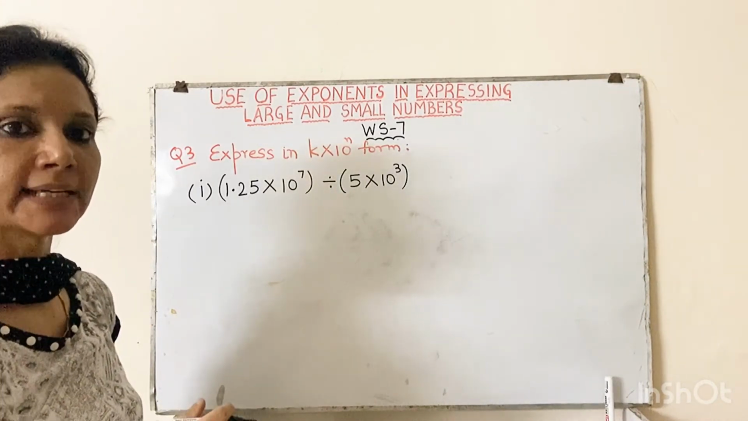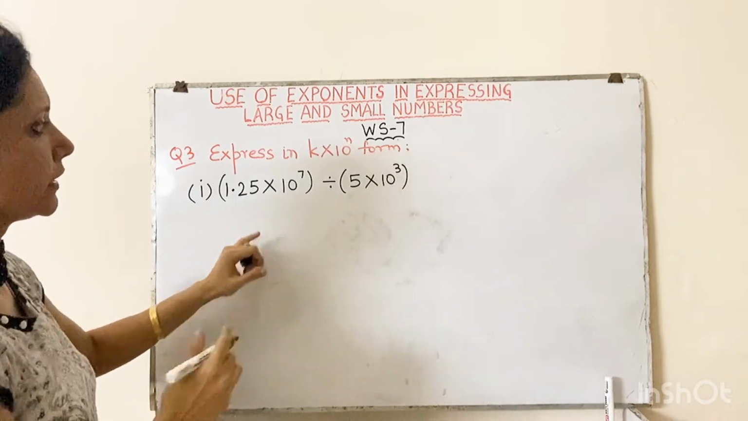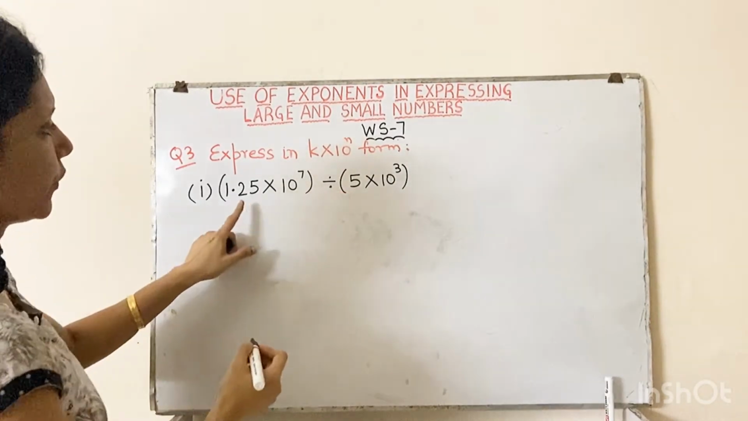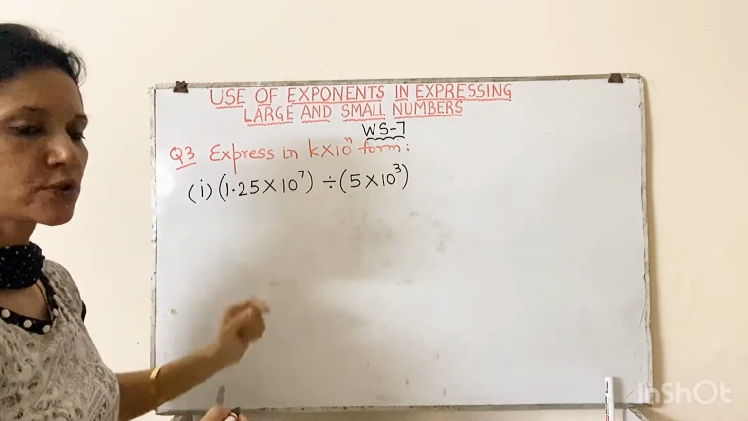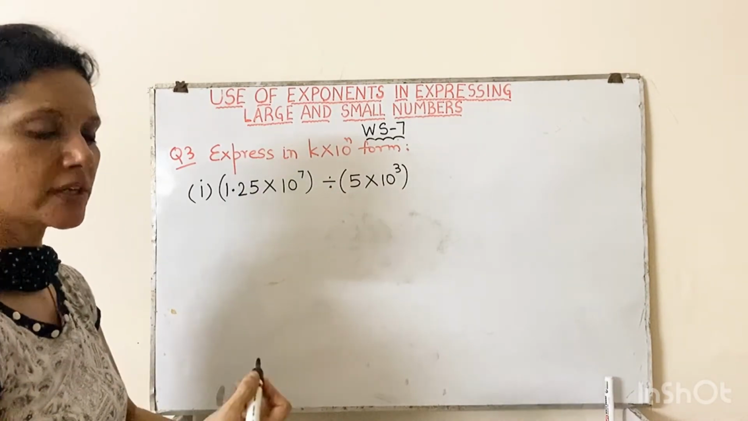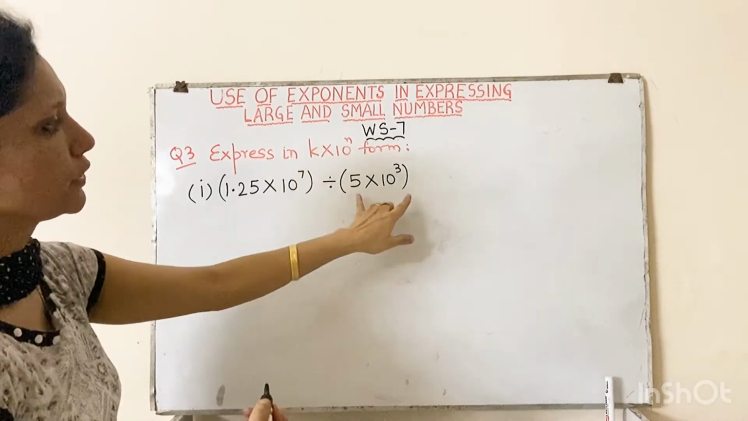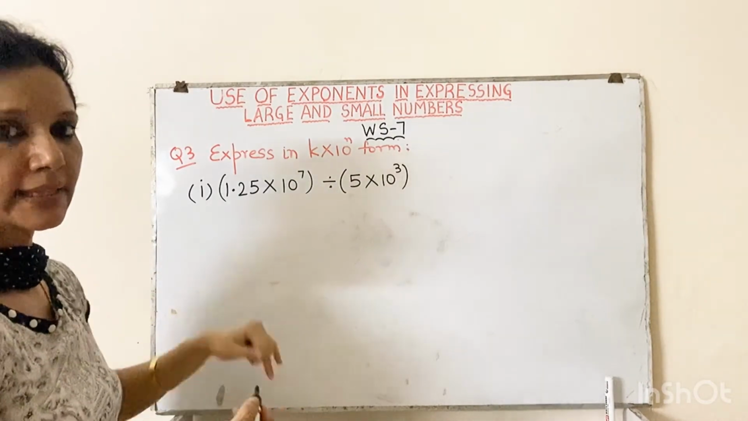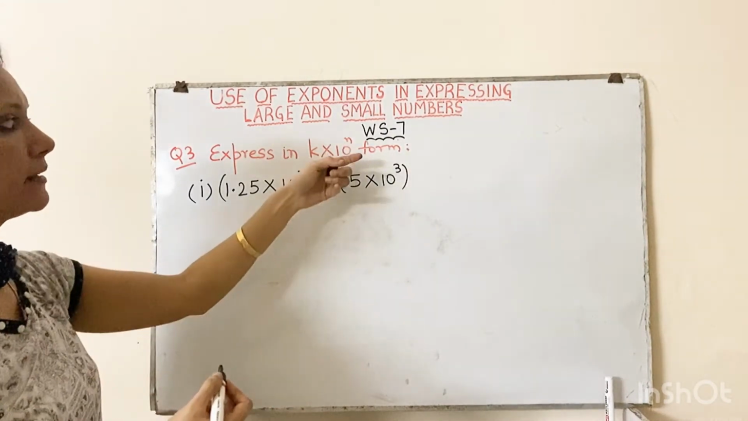Question number 3 is again that we have to express the given number in k into 10 raised to the power n form, that is the standard form. Here the question is 1.25 multiplied by 10 raised to the power 7, divided by 5 multiplied by 10 raised to the power 3. So first we will have to divide these two numbers and then write the answer in the standard form.